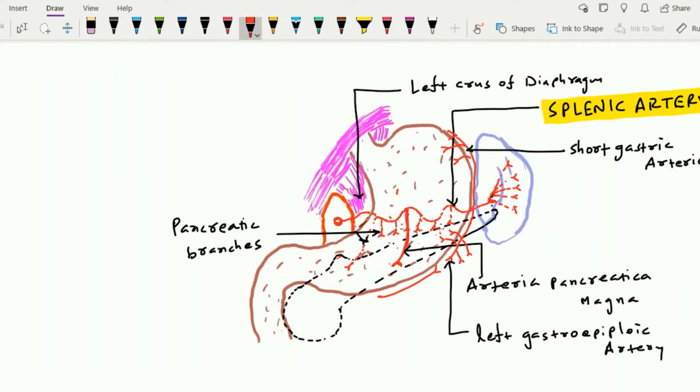Sometimes one branch called the posterior gastric artery runs behind the stomach and arises from the main trunk of the splenic artery. This posterior gastric artery runs within the gastrophrenic ligament. So all these are the branches of the splenic artery.